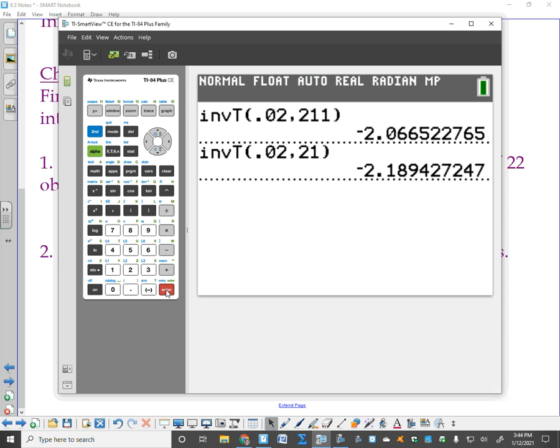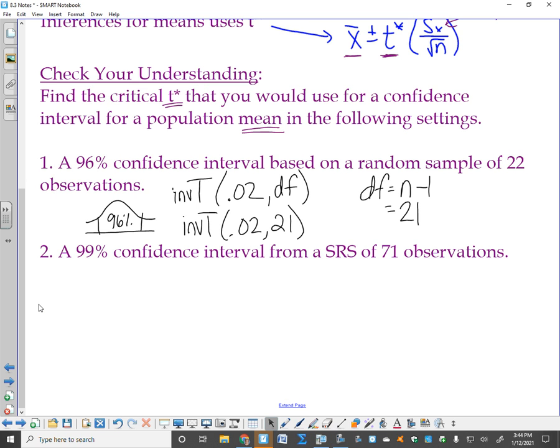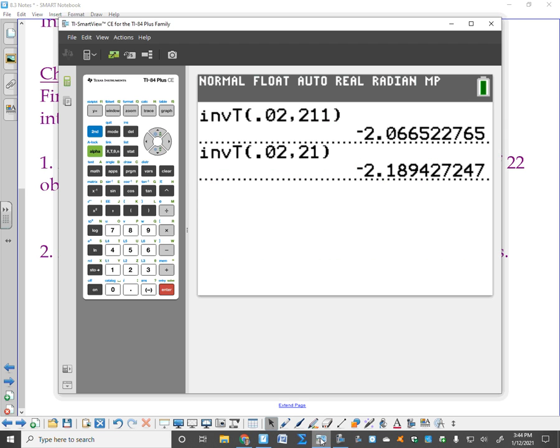Okay. So I knew this would give me the negative one because I did 2%, so I'm going to be to the left. So my T star is negative 2.189. T star plus or minus 2.189. So now I'm going to look at number 2.